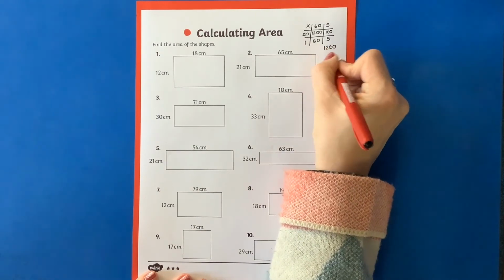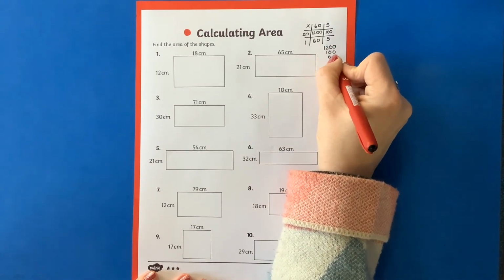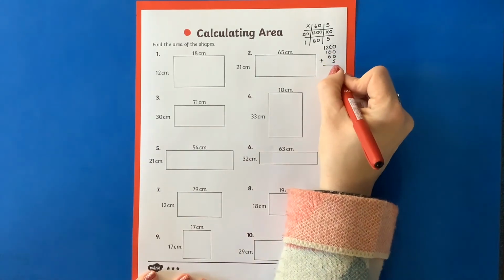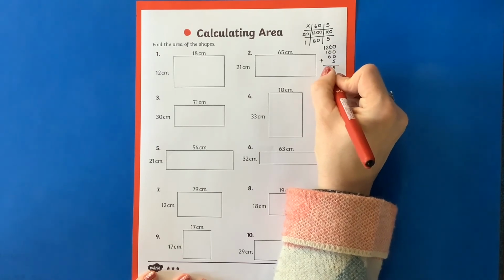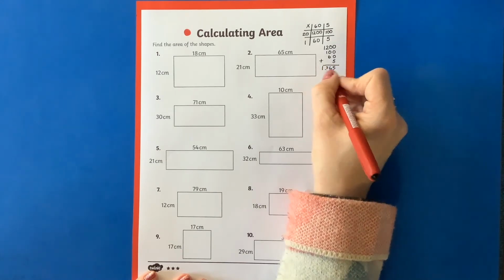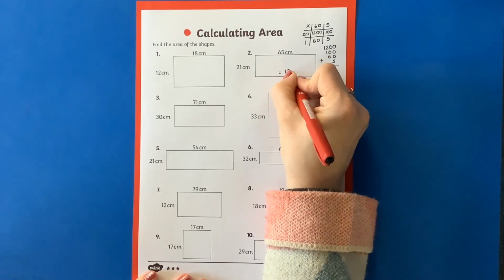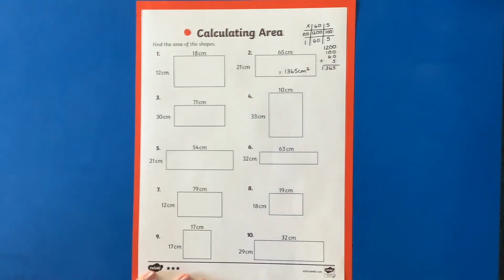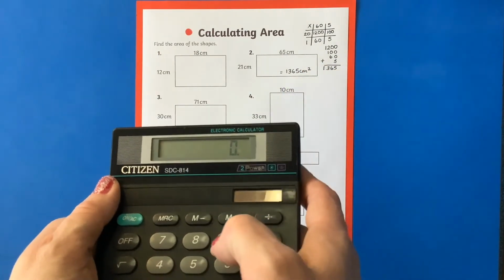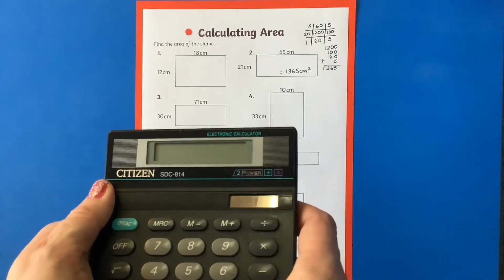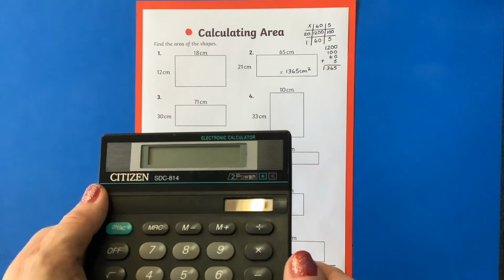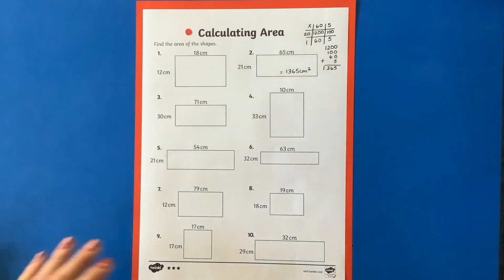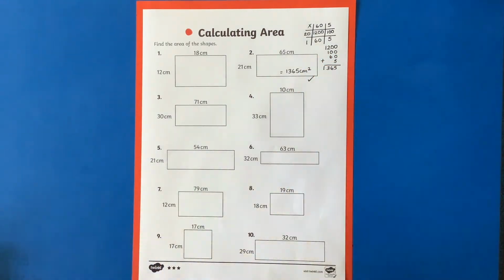Now I could do that in my head, but just to be sure, I'm going to write it down, making sure I've got all my digits in the right columns. 5, 6, 3, 1. So this area is 1,365 centimetres squared. To check I was right, I would get myself a calculator and do 65 times 21. You could do it on your phone, if you've got a phone. And the answer, yes, great, I got it right. I can give myself a tick.